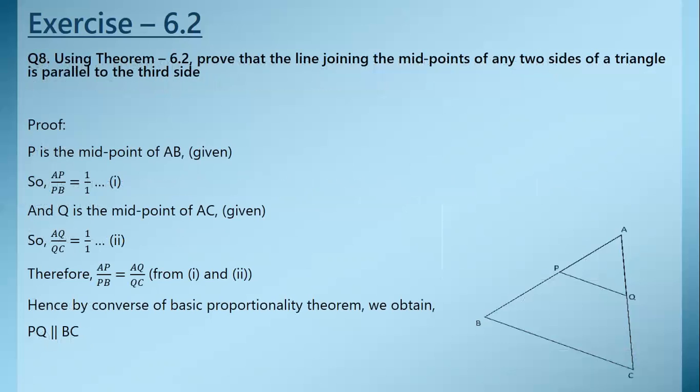Now for this, P is a midpoint of AB. So AP by PB equal to 1 by 1, first equation. Q is the midpoint of AC. So AQ by QC is 1 by 1, second equation. Both the sides are proportional. So therefore, by converse of basic proportionality theorem, we can say that PQ is parallel to BC. Hence, we have proved this one.